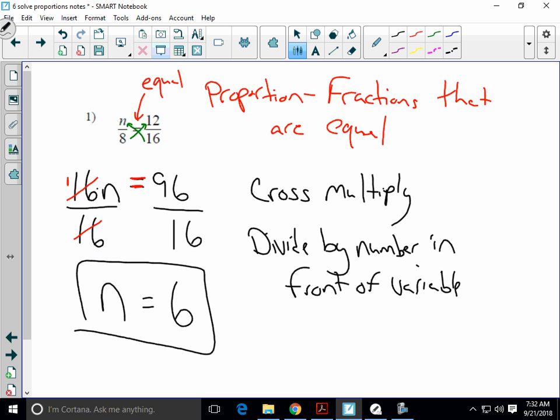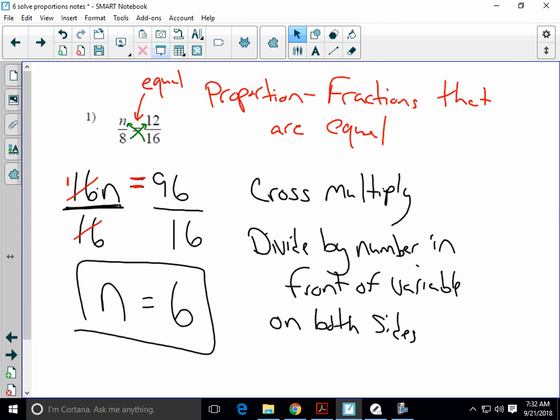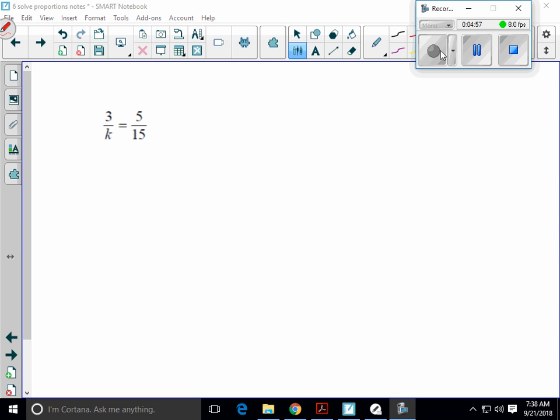The reason why we did that is we didn't want to know 16 n's. We wanted to figure out 1. So how do we turn the 16 into a 1? Well, we divided by 16. Again, we did that to both sides of the equal sign. n equals 6 was our final answer.